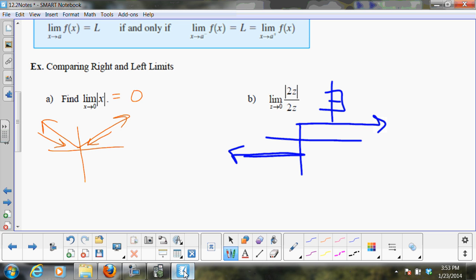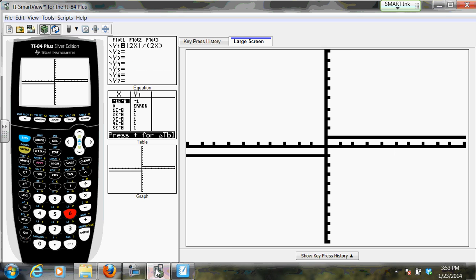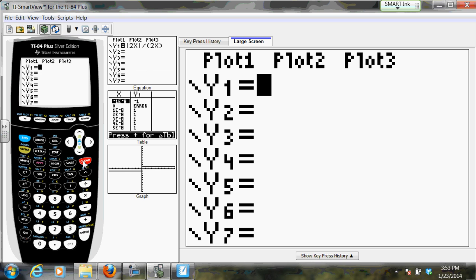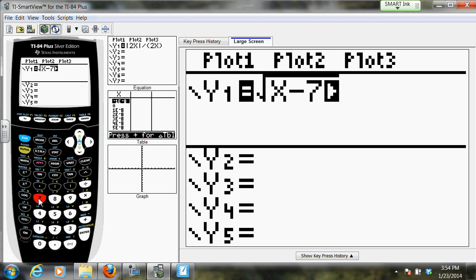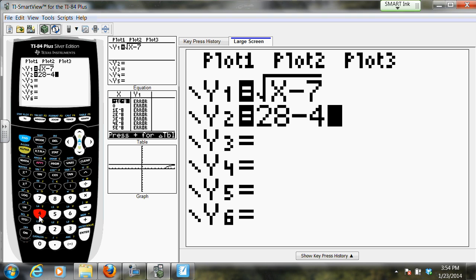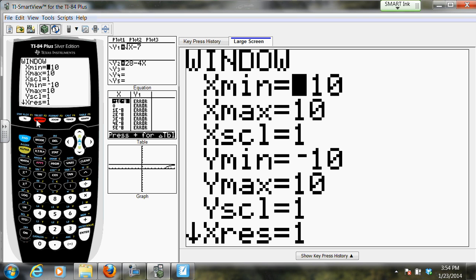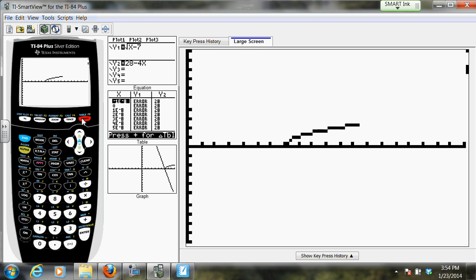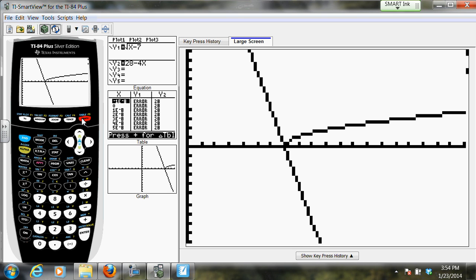And this one, it says find the limit of the piecewise defined function. Why not? Put in your calculator. So the first one, square root of x minus 7. Second one, 28 minus 4x. And we are looking at x really at 7. Make that 0. Make this 20. Okay. 1, 2, 3, 4, 5, 6, 7.